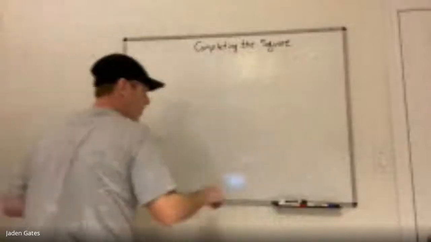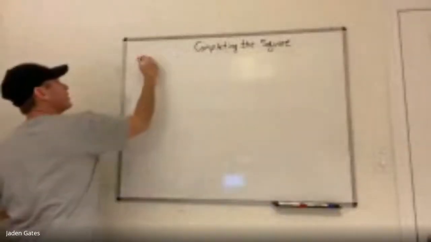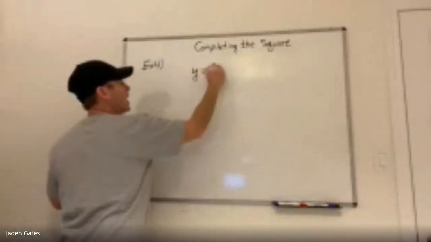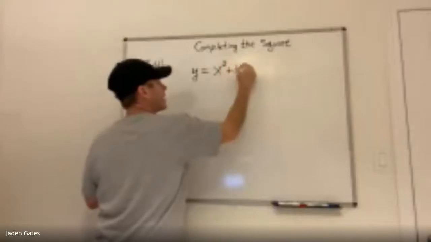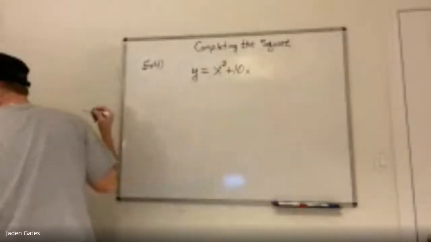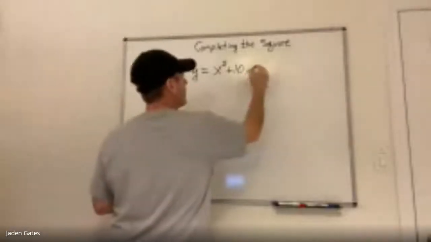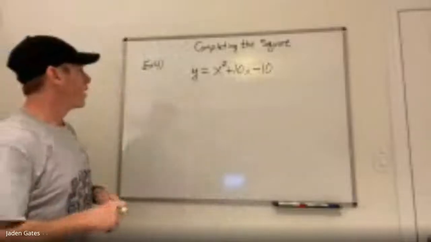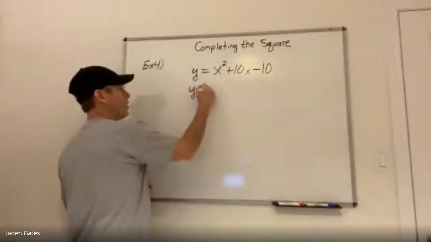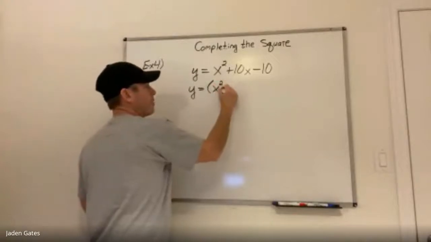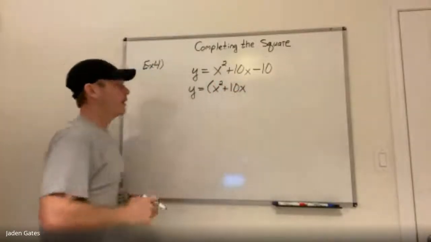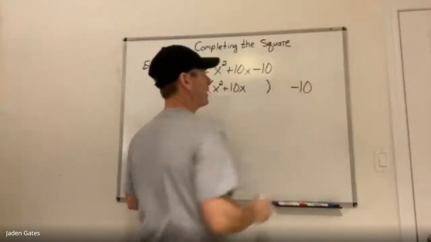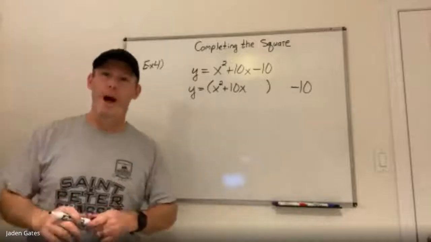All right, so the next one here is example 4. We have y equals x squared plus 10x minus 10. All right, so again, I'm going to convert this to vertex form. I'm going to write it out here, but I'm going to put the x squared plus 10x part in round brackets. Now, minus 10 is not that number we need, that magic number.